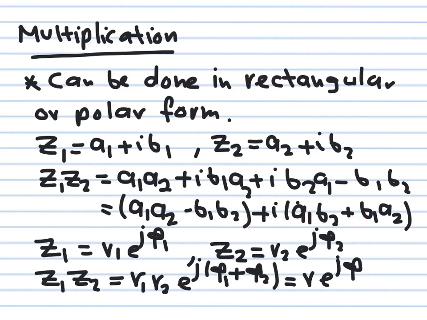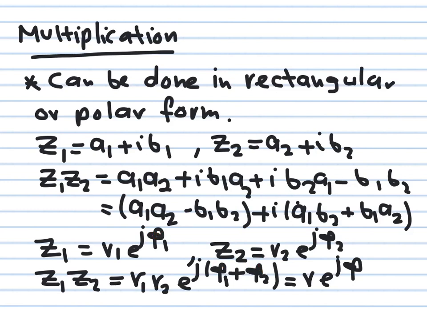Now you could have done exactly the same using polar form. z1 is r1 e to the j phi 1, z2 is r2 e to the j phi 2. When you multiply them, like any multiplication, r1 will multiply r2, so you get r1 r2, and e to the j phi 1 times e to the j phi 2. When you multiply exponentials, you sum the exponents. So this will give you e to the j (phi 1 plus phi 2).